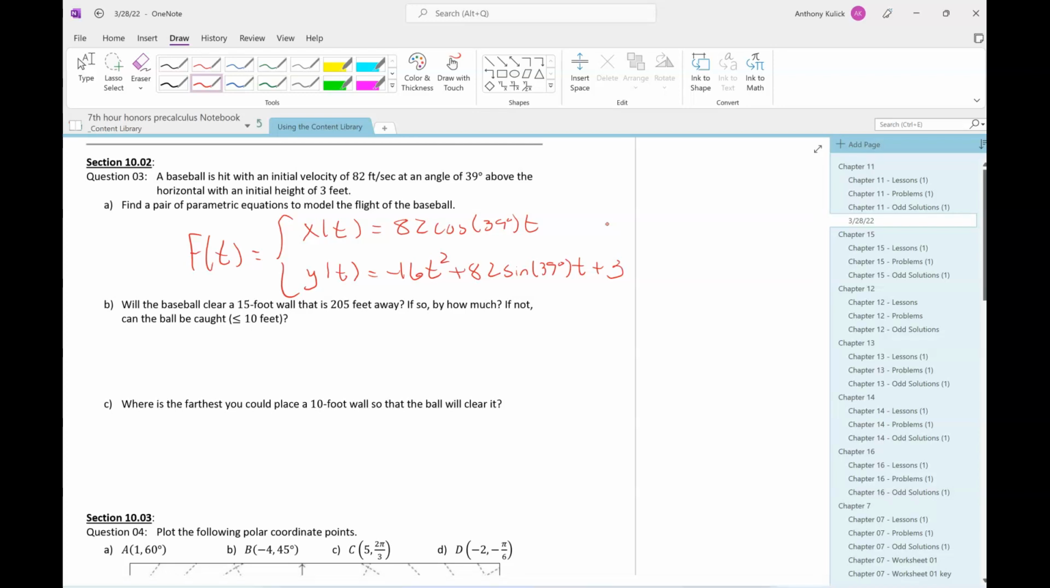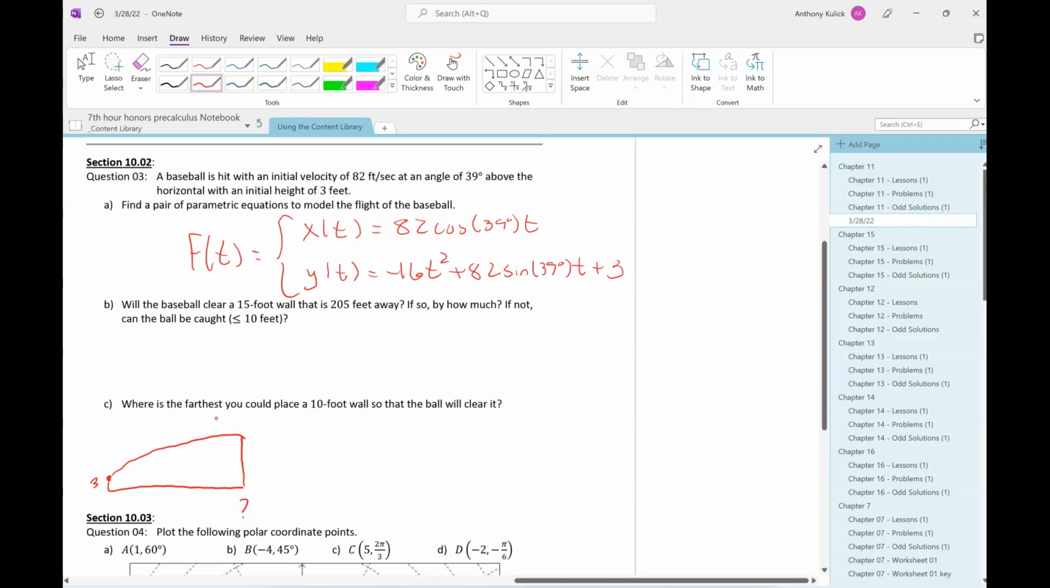Let's draw a picture of what we're looking for. So we have the ball here at like 3 feet. And we're trying to figure out where we can put it so that the ball still just skates over the top of that 10-foot fence, right? Does that make sense, Josie? So what we're looking for is what x coordinate when the ball's height is 10, right?